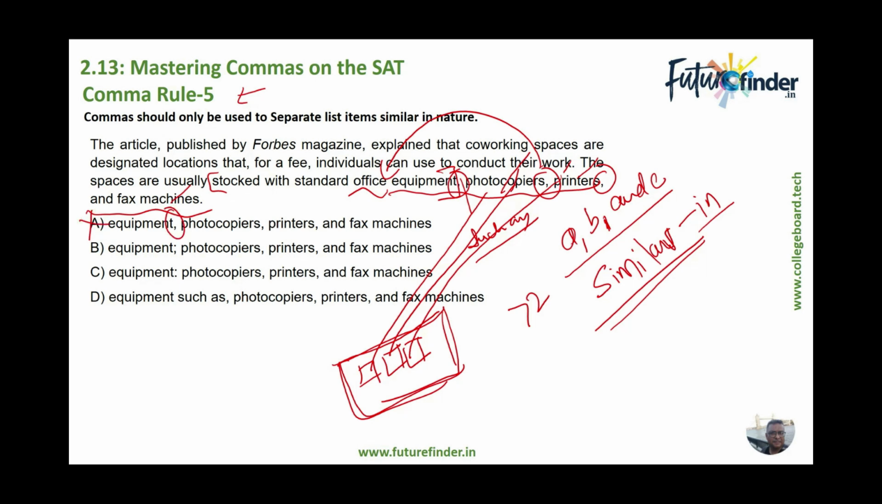Then there is a semicolon. We can understand that for there to be a semicolon, both parts have to be independent. So under any stretch of imagination, photocopiers, printers, and fax machines don't stand as an independent clause. So definitely it cannot be this one. Such as can be replaced by a colon. So C looks to be okay with me. Equipment such as. Now here we are using two punctuations, such as and comma. And we have seen, or we are going to see, that whenever we have things like prepositions like as, we never use any kind of punctuation with those. So D is incorrect. So the most logical and the correct answer to this one is C.